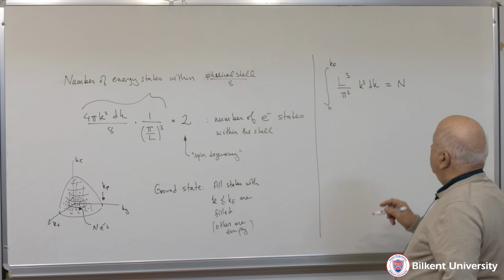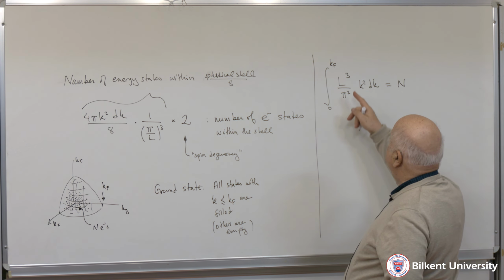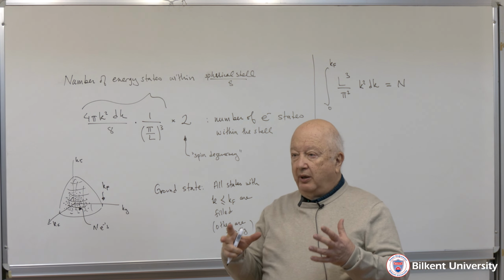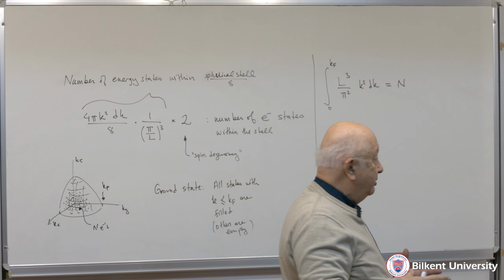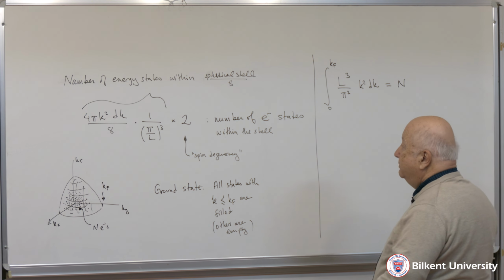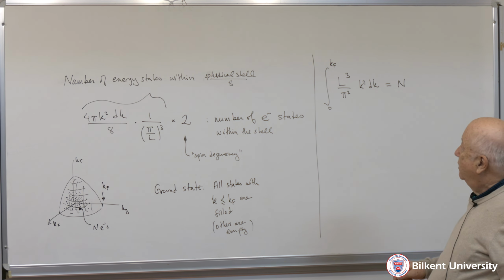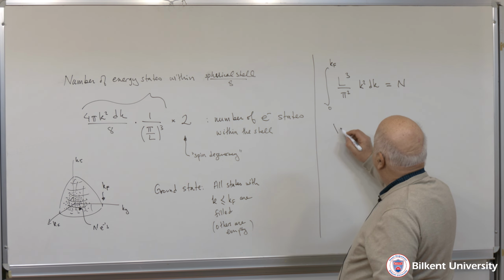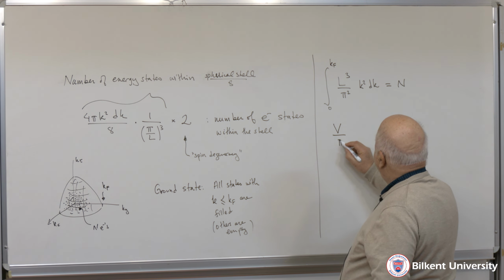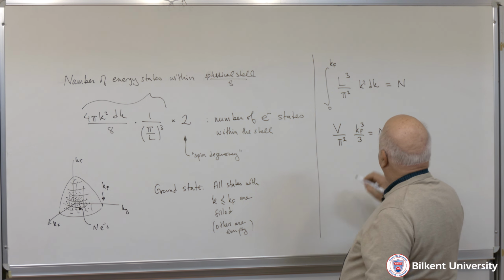So L cubed I'm going to replace with the volume of the system. L cubed is just the volume of the system. So somehow the result should be independent of the details of the geometry. If you have sufficient patience and need exercise, do this for a spherical box and see what you get. So what we are going to get is the volume over pi squared times kF cubed over 3 is equal to n.